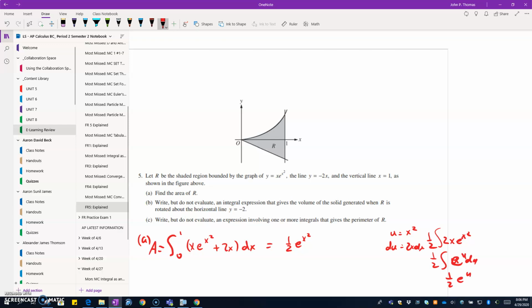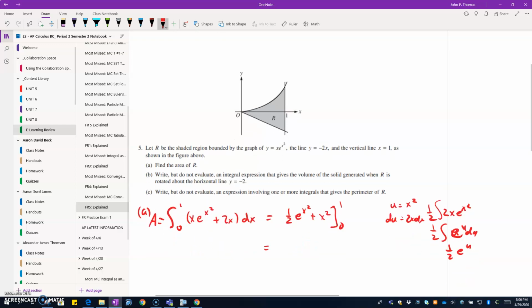All right, so I come back in here, then I've got the antiderivative of 2x. Antiderivative of 2x would be x squared. So we've got plus x squared. We're going from 0 to 1. All right, so if I plug a 1 in there, I get 1/2 e to the first plus 1. Then we're going to plug 0 in there. I get 1/2 e to the 0 plus 0.